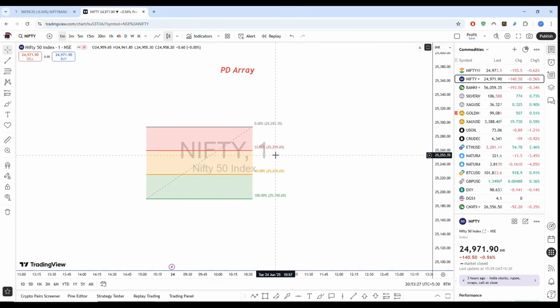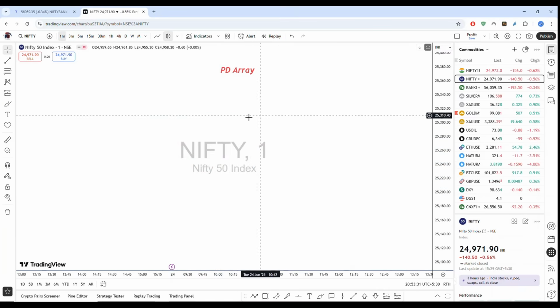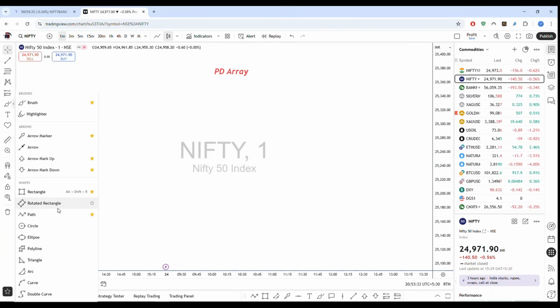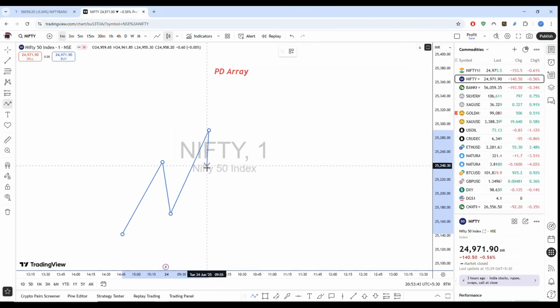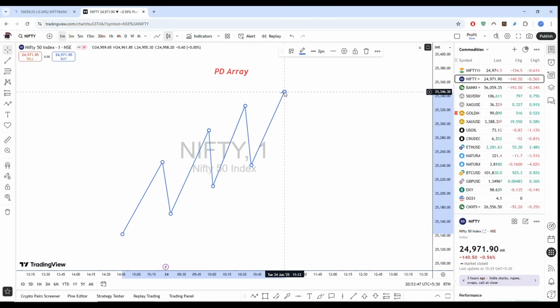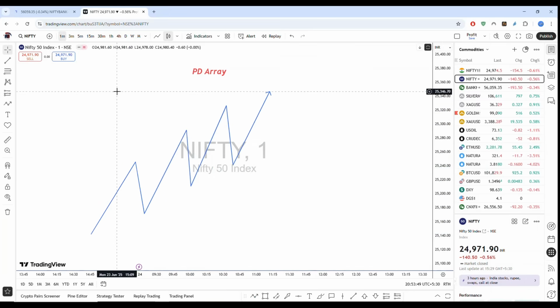In the PD array, for example, let me just remove this and try to explain it to you. It's very simple. I'm not going to make it difficult. If you understand it in a difficult way, it is not going to help. So for example, if the market is going higher high, making a clear uptrend, in this uptrend you are supposed to enter at the right place.